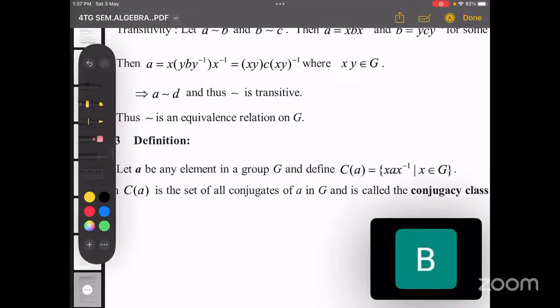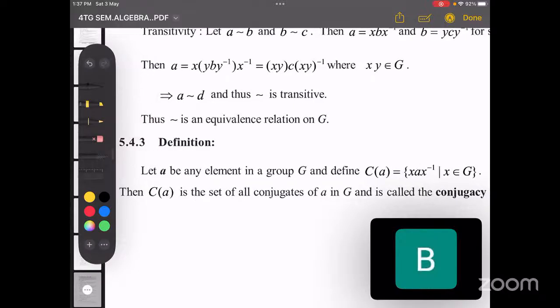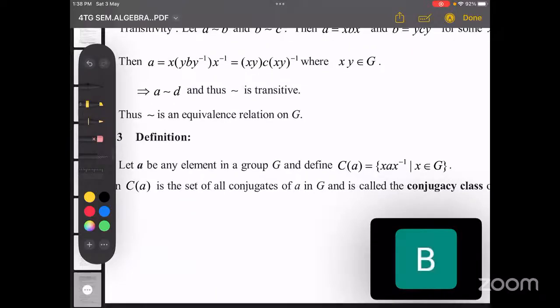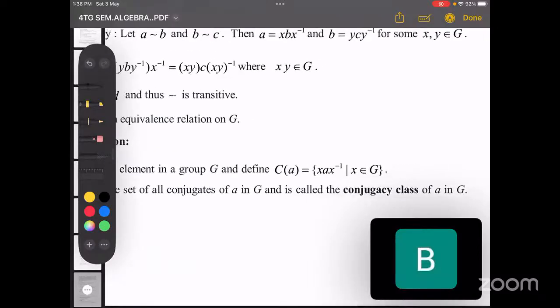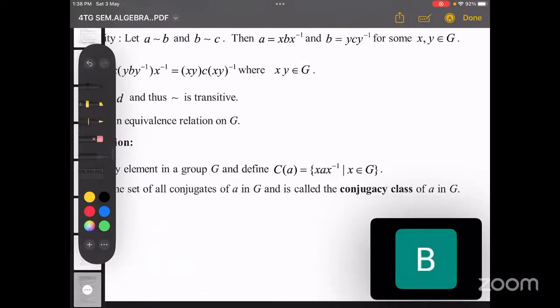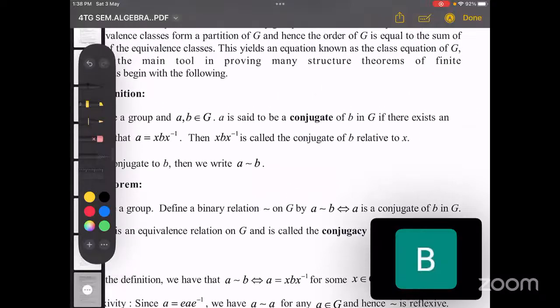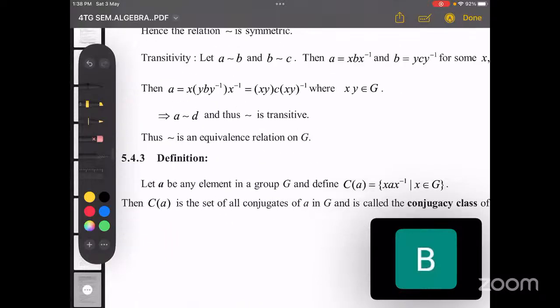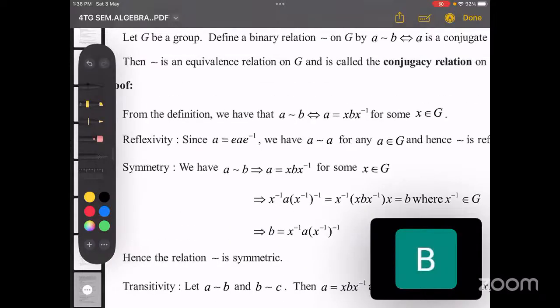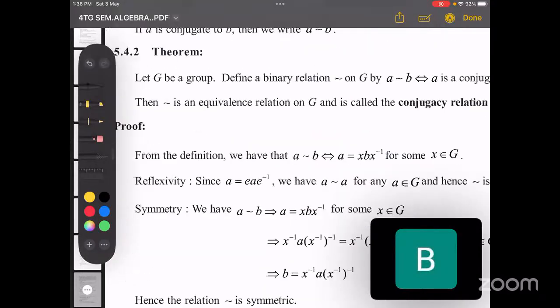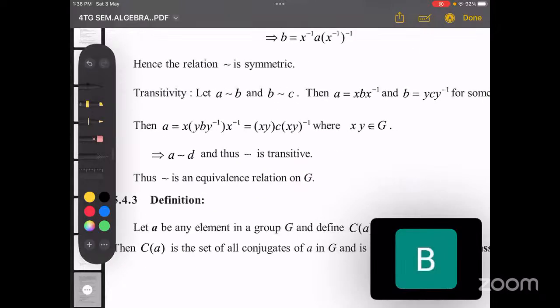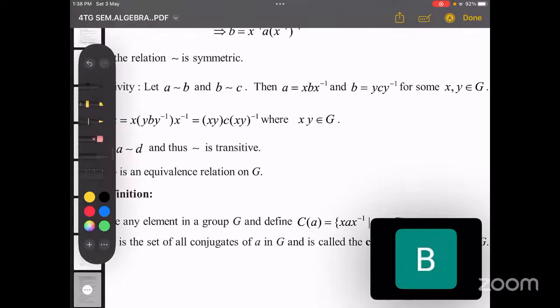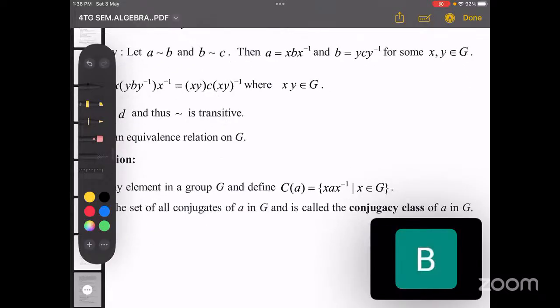Sometimes the definition is asked: what is a conjugacy class? C of A is the set of all conjugates of A in G and is called the conjugacy class of A in G. For conjugacy, the definition is A equals X B X inverse, and for the conjugacy class, we have X A X inverse. Okay, so this is the definition of the conjugacy class.